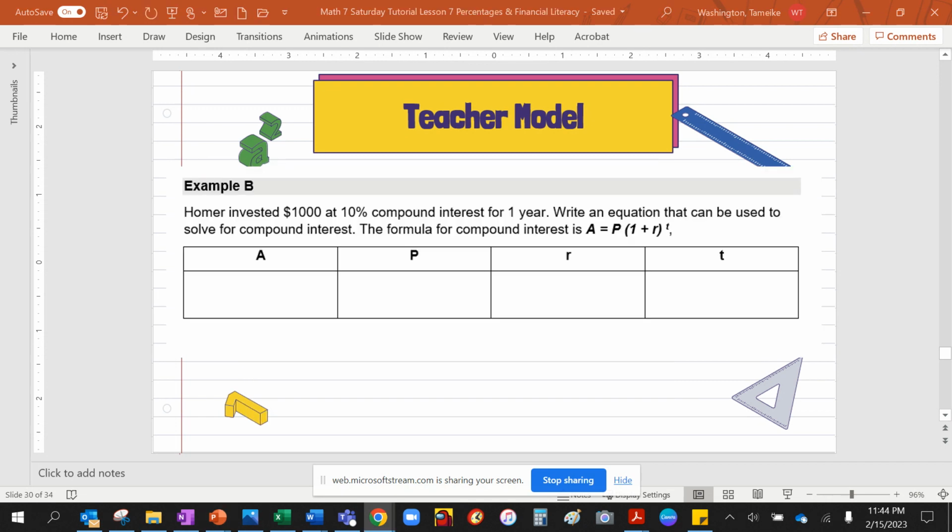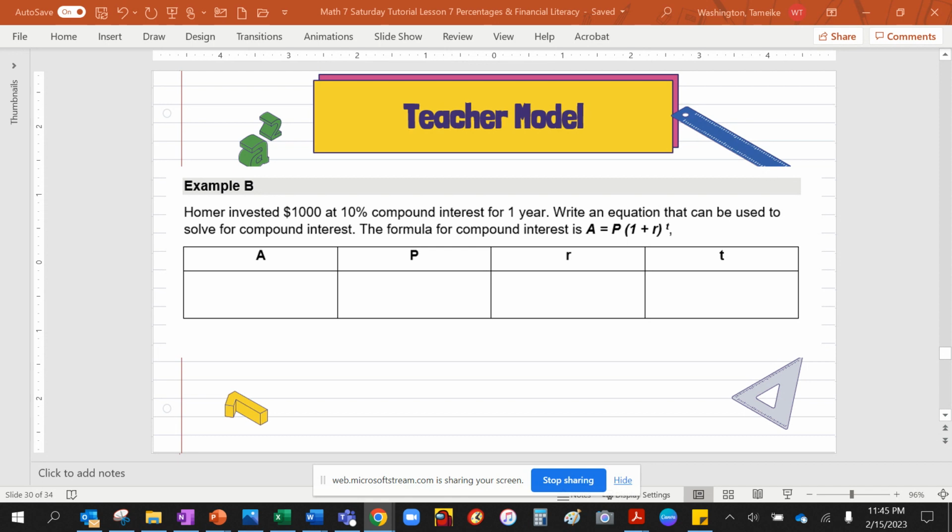Example B talks about compound interest. Now, while you will not need to calculate compound interest beyond 1 year in 7th grade, you will need to know how to set it up for many years. Homer invested $1,000 at 10% compound interest for a year. Write an equation that can be used to solve for compound interest.